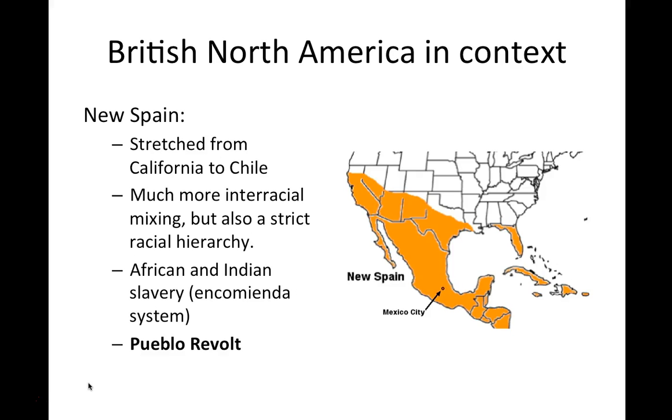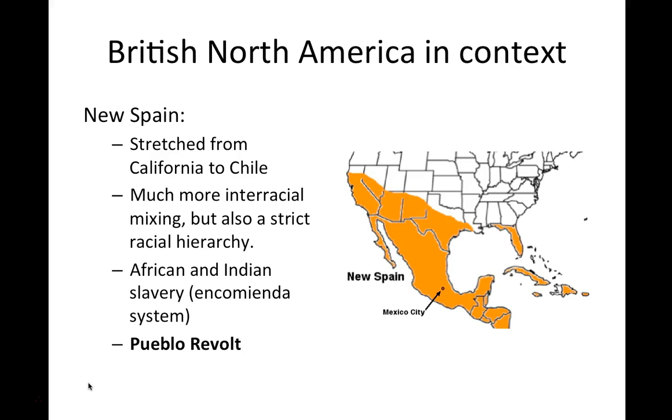The other place we want to talk about is New Spain. All right, New Spain was much, much bigger, stretching from California all the way down to Chile. And surprisingly enough, there have been a lot of questions on New Spain on the APUSH test. So I'm just mentioning it now, because California, New Mexico, Texas, Florida, those are part of America now. And so their founding story is not necessarily the English, their founding story is the Spanish.